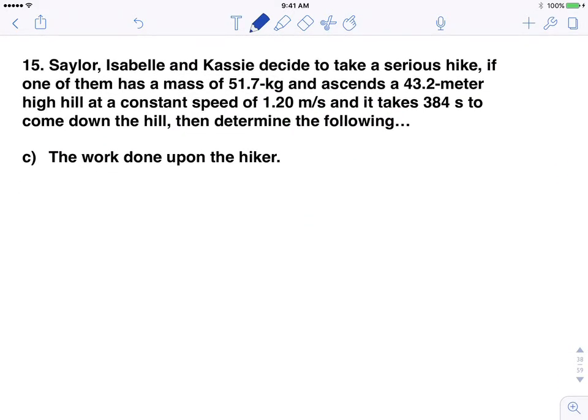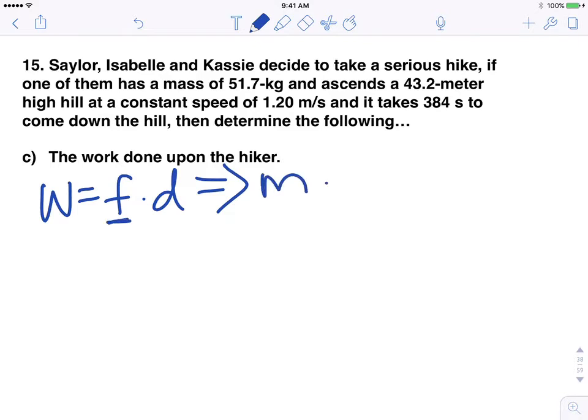All right, now here we have a work problem, work done upon the hiker. So work is equal to force times distance. And remember, you can also write that force as mass times gravity, well, acceleration due to gravity, and then multiply it by the distance or displacement. Another scalar quantity, so we really are going to ignore all of the negatives.